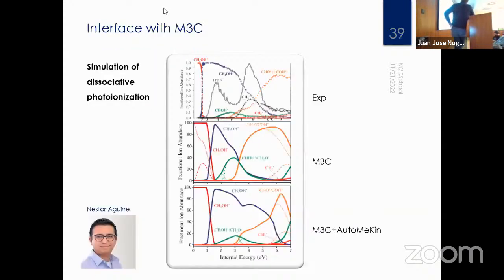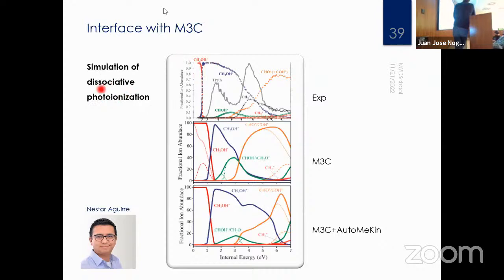And what are we doing now? We are trying to expand the capabilities and the different applications we can study with AutoMeKin. This is something we are doing with Nestor Aguirre. Nestor did his PhD here. Maybe some of you know him. And he's now in Amsterdam. And he's got this program, N3C, with which you can simulate dissociative photoionization processes, like this one here.